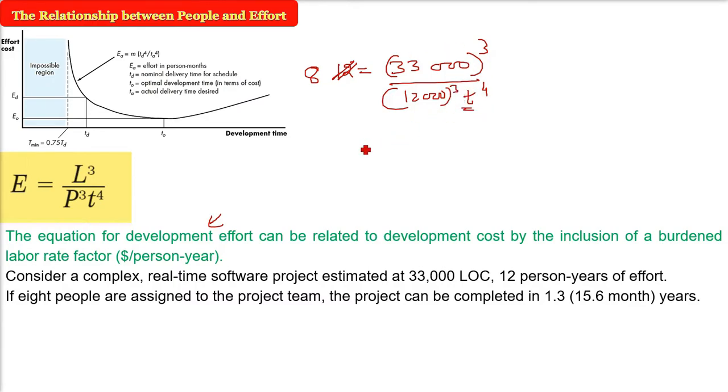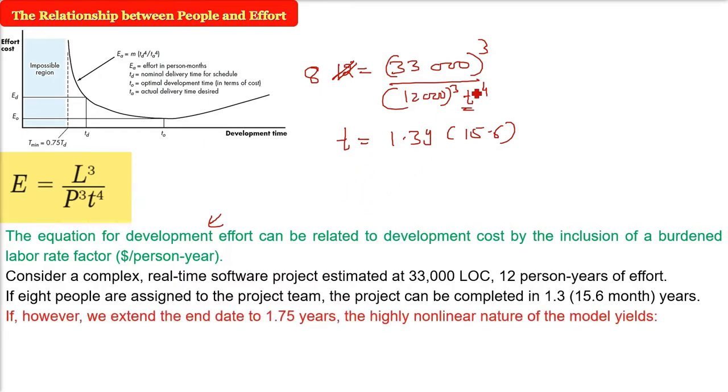The time will be 1.3 years. That is equivalent to 15.6 months. You can do this mathematics. Now, if we extend the end date to 1.75 years, that is T from 1.3, if I am changing it to 1.75 years, what will happen?